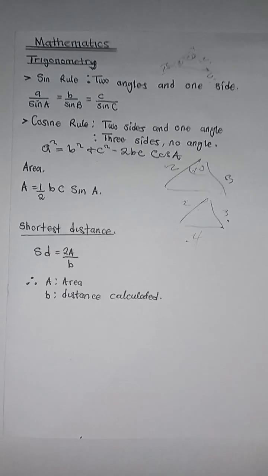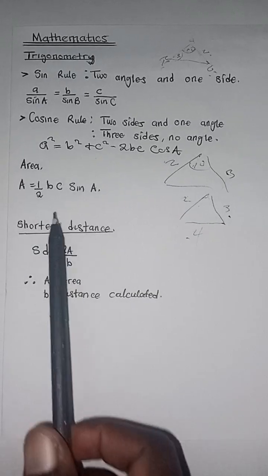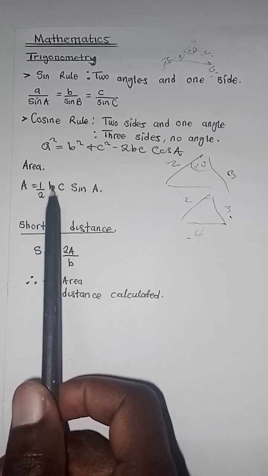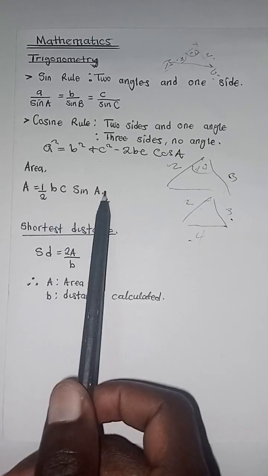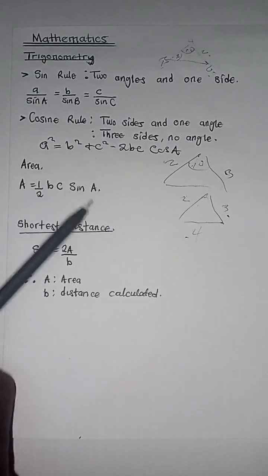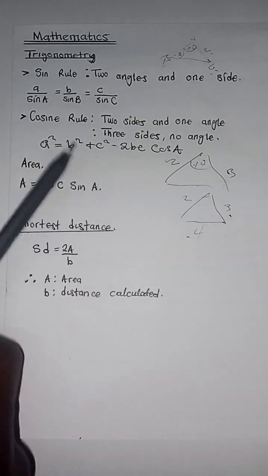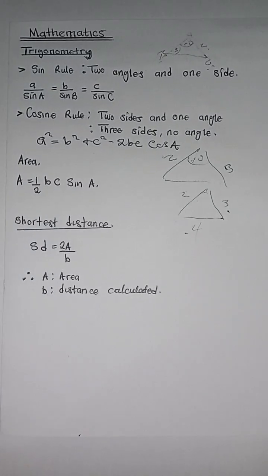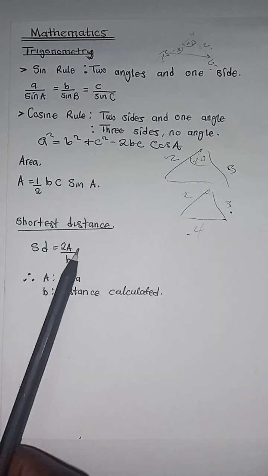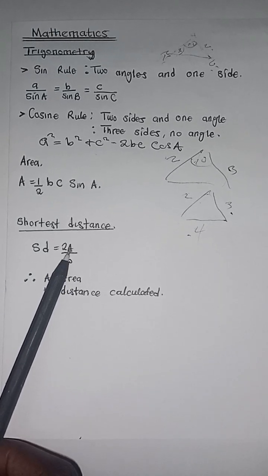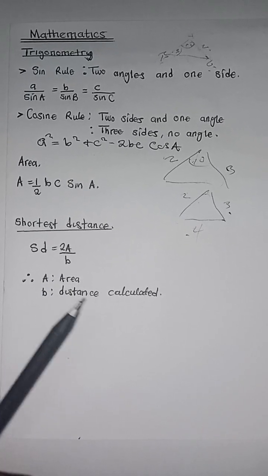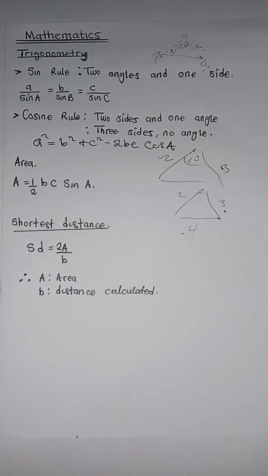And also we need to understand how to determine the area. We say area is equivalent to half of b times c, sine A. Whether it is cosine rule or sine rule, this is the formula that determines the area for both, okay. Then also we'll be required to determine the shortest distance. So shortest distance is equivalent to 2a over b, where a represents the area and b is the distance that you have calculated. Let's look at an example now from an exam.